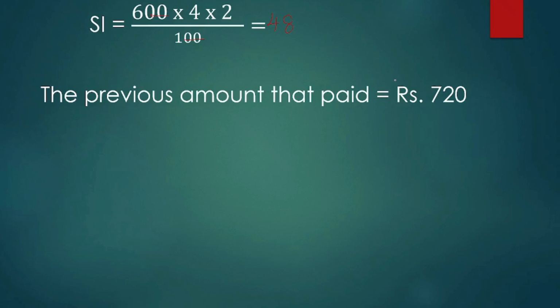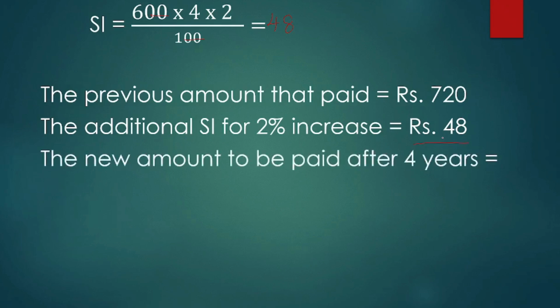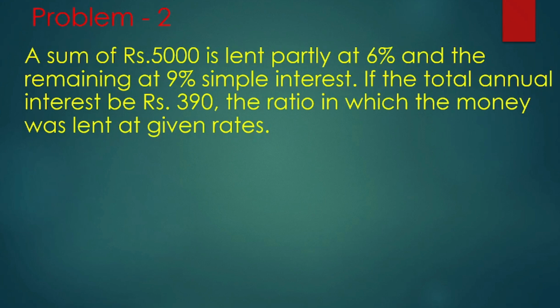The previously paid amount is 720. So the additional interest to be added for this is 48 rupees. Now the amount to be paid for 4 years is 720 plus 48, 768 rupees. The total amount to be paid for the increased 2% is 768. So the answer is 768. Now we see the second problem.